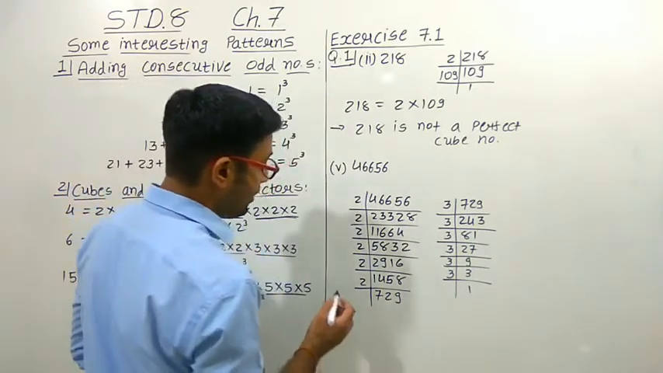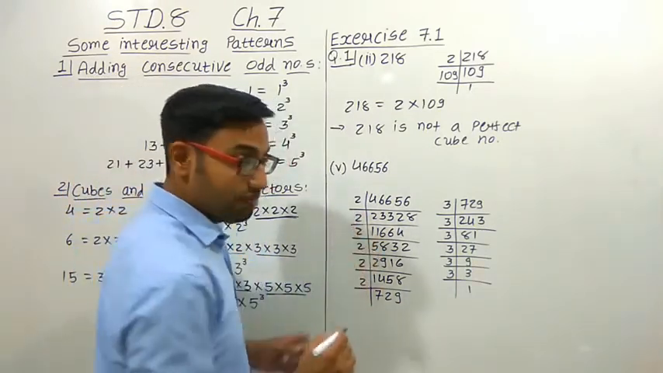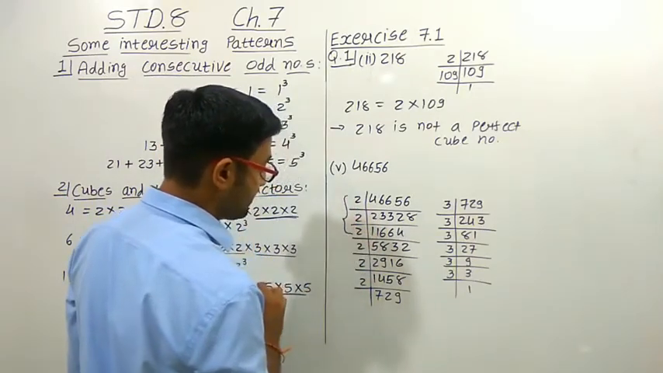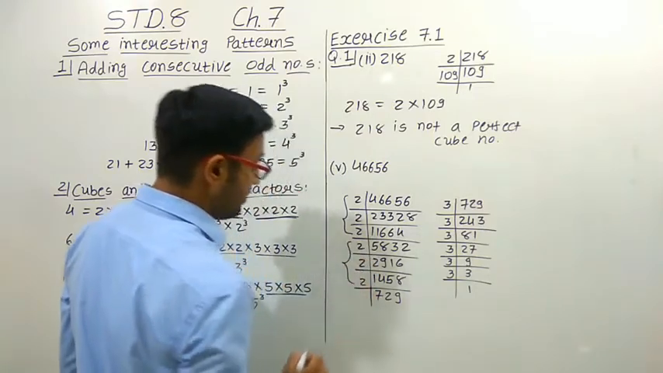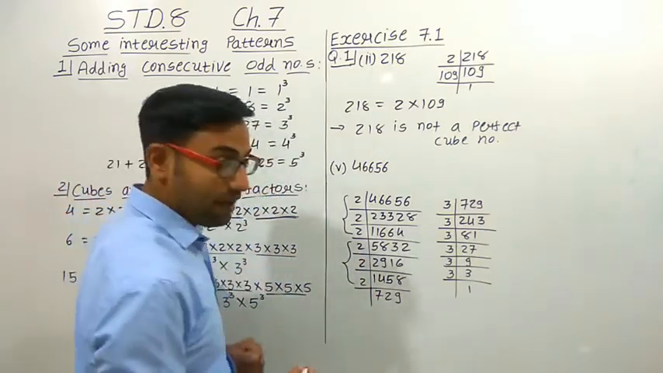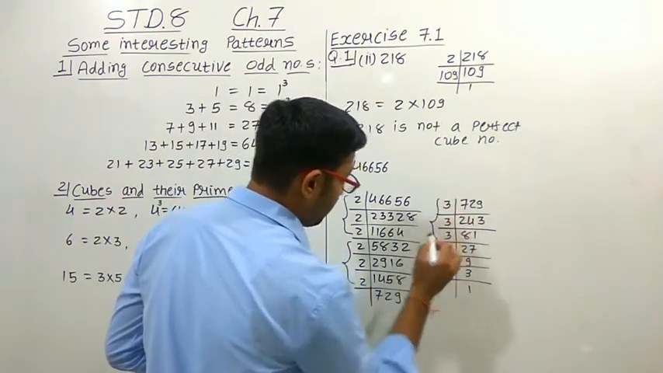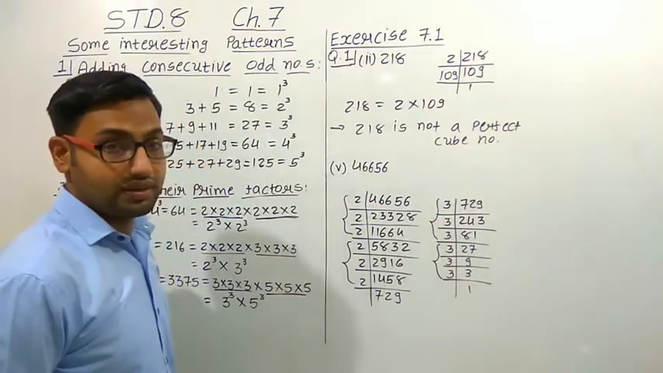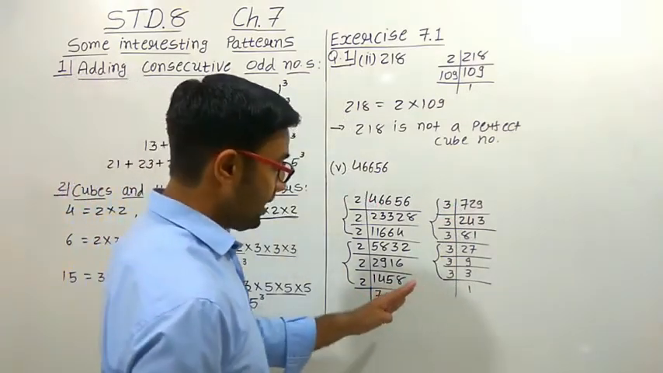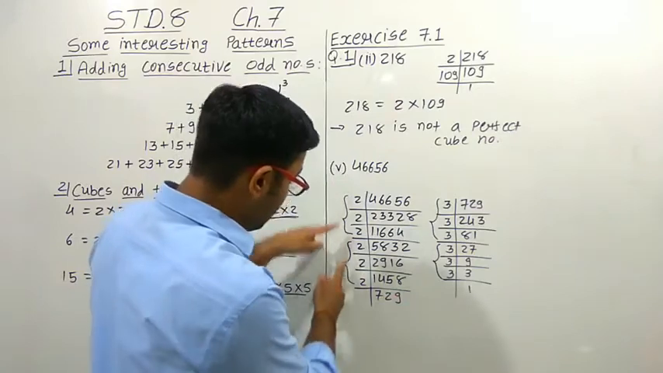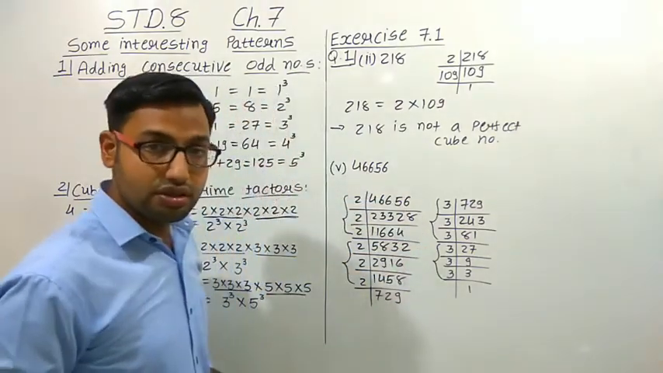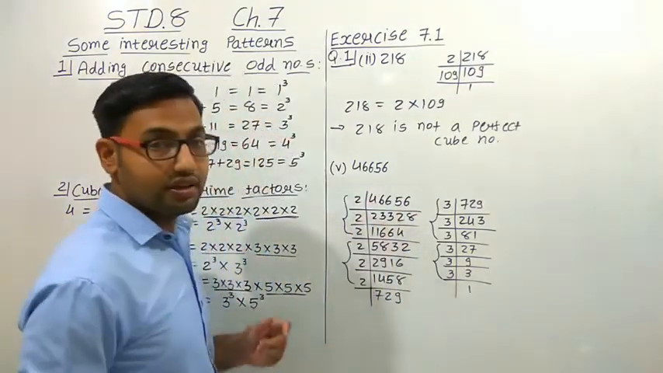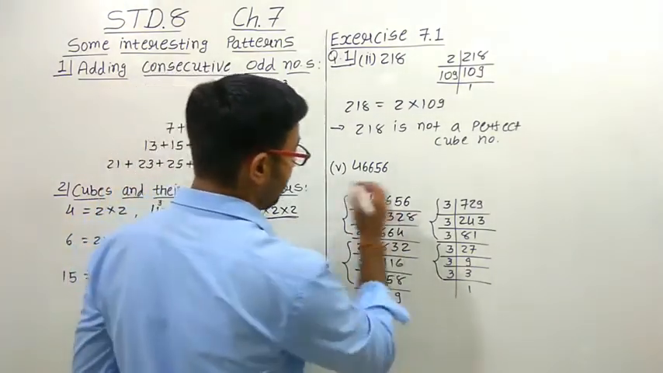Now we make groups of the same factors. Here is the first group of 3 same factors. Again this is a group of the same factors. Here also we are getting a group of the same factors, and here also we make a group of 3 factors. So here no factors remain as they are, right? All these numbers are in groups of 3. So we can say that this number is a perfect cube number.